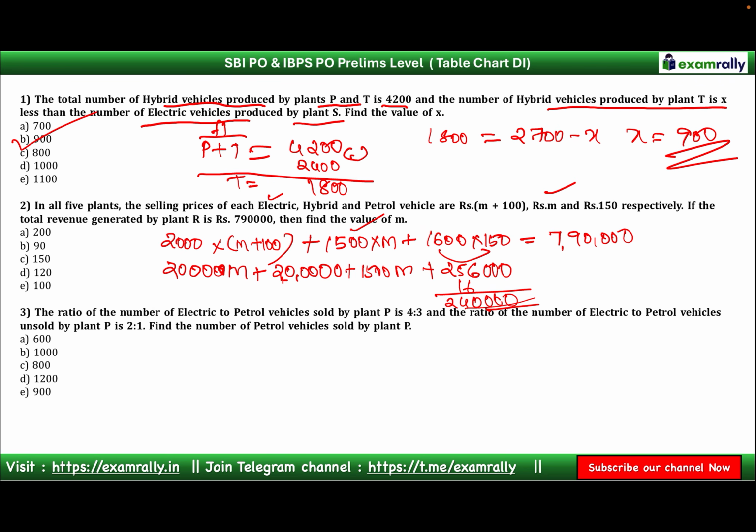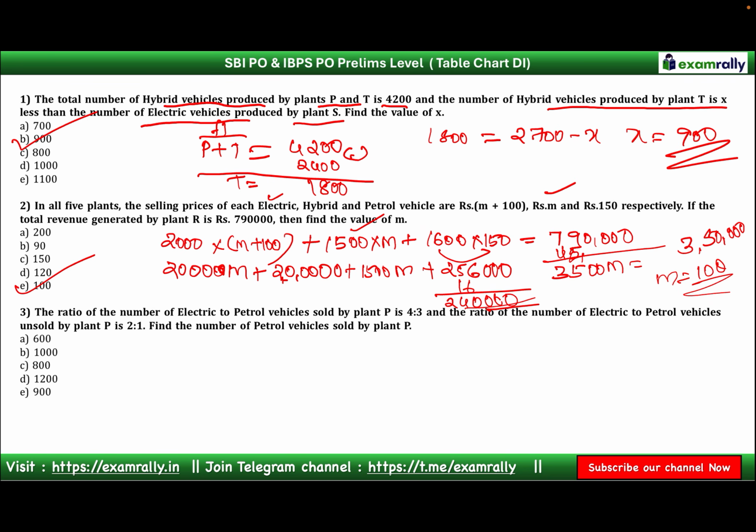So 4,44,000 we will get. So 3,500 M equal to 7 lakh, if we are deducting 4,44,000, means how much we will get? 3,50,000. Okay, so M value will be equal to 100 that we got.